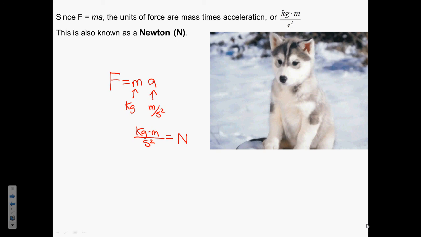And what a Newton is: if you have 1 Newton of force and a 1 kilogram object, like the kilogram mass on my desk, it will accelerate at 1 meter per second squared if I push on it with 1 Newton. That's exactly how this is defined.